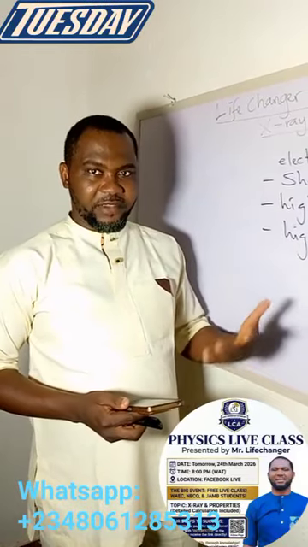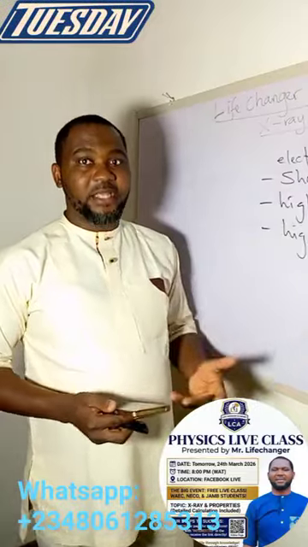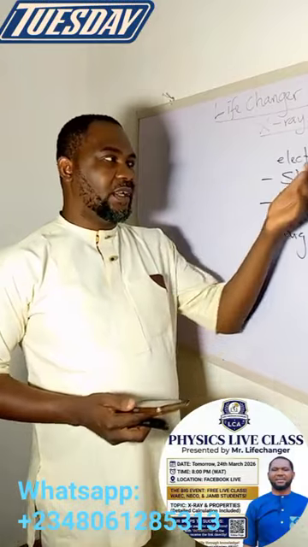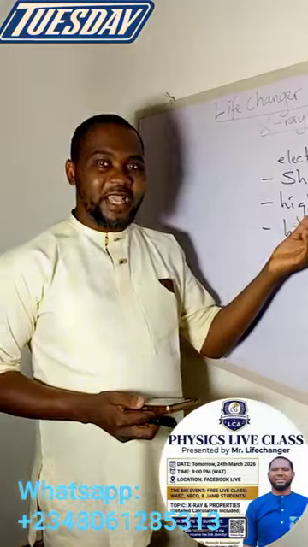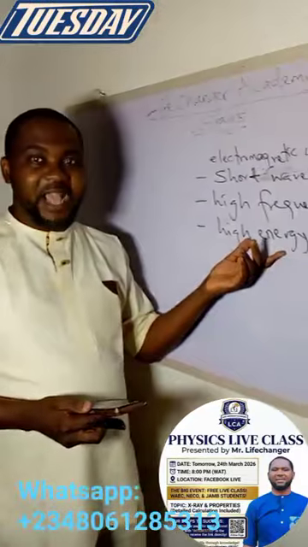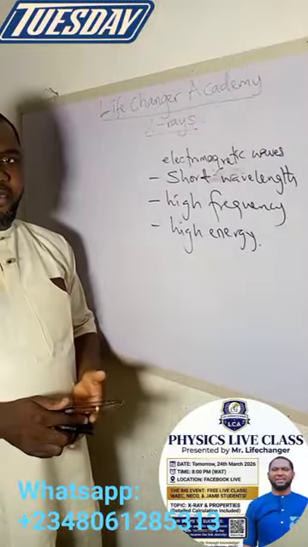Another electromagnetic wave that falls into this category is gamma ray. I know some of you have heard of gamma ray. One of these days, I will be teaching that. Gamma rays are also electromagnetic waves. They have very short wavelength, very high frequency, and high energy. Later, I'm going to tell us the implications for all of this.